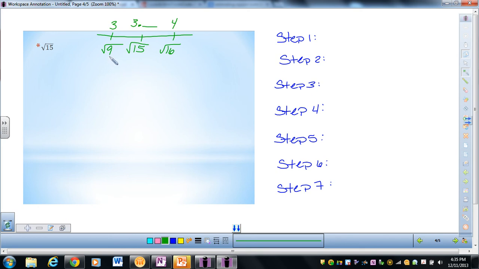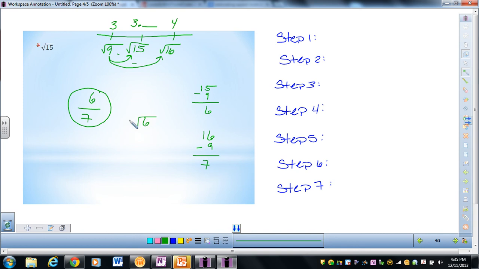So then I need to find the difference between the lowest square root and the middle square root. That's the first and second ones there. So I take 15, I subtract 9, and I get 6, and that is my numerator. And then I have to find the difference between the first one and the third one. That's the lowest and the highest, and that's going to be my denominator. So I have 16 minus 9, which is 7. Okay, and then I take this and I divide it. So I have 6 divided by 7.